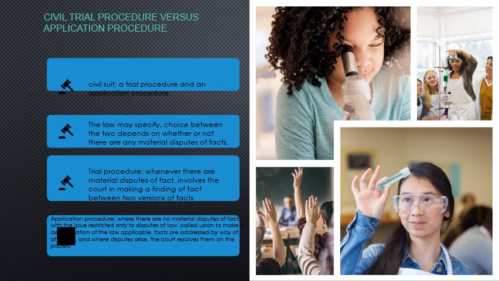So in terms of a civil trial, whenever there are material disputes of fact, the court now has to make a finding in regard to which facts are the most probable, which facts seem more right. As the saying goes, justice must not only be done, but it must also seem to be done. I like that quote. So in the trial process, they're putting those material facts on the scales of justice and seeing which ones are more true than the others.